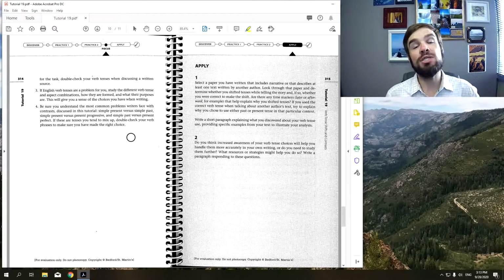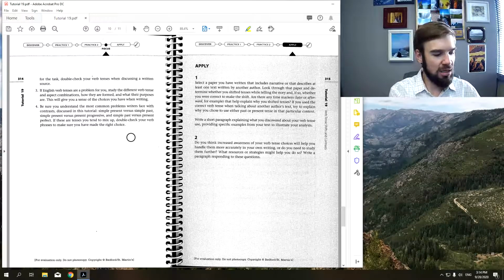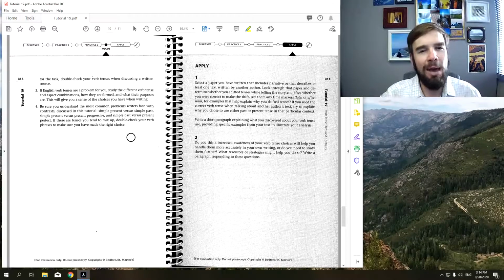And here I'll say, if you're a science major, if you're an engineer, if you're going into nursing, if you're doing something, again, in the science fields, it's much more common to just use the simple past tense. Reporting facts, right? Reporting facts that clearly happened in the past.